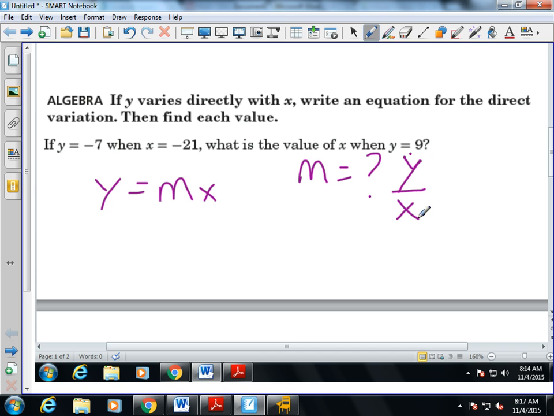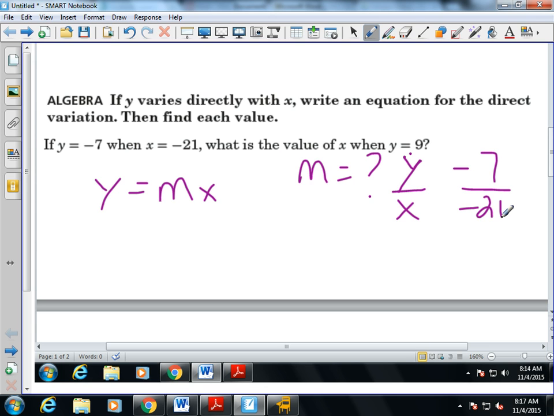All right, so what is the y and the x together? Which y and x are together? Sierra, answer for me. -7 and -21. That's right, -7, -21. So we're going to put -7, which is y, over -21, which is x. That's how we're going to figure out what m is. So we're going to do -7 divided by -21.